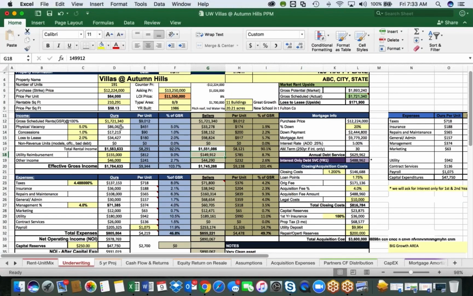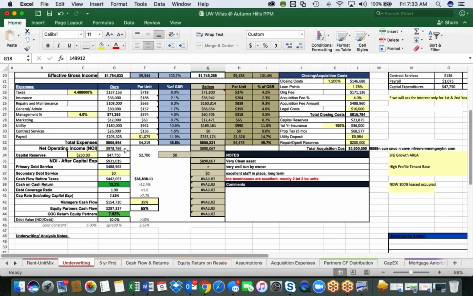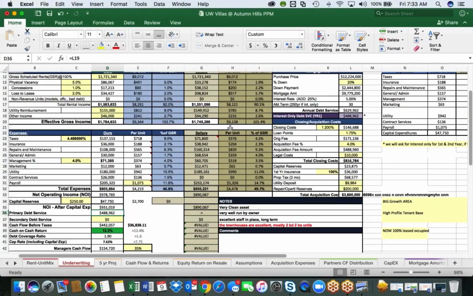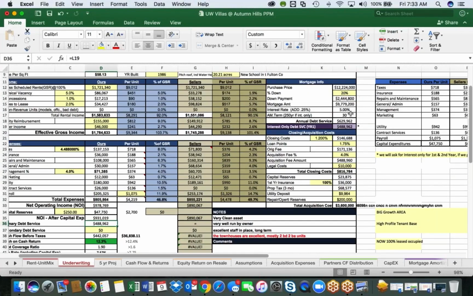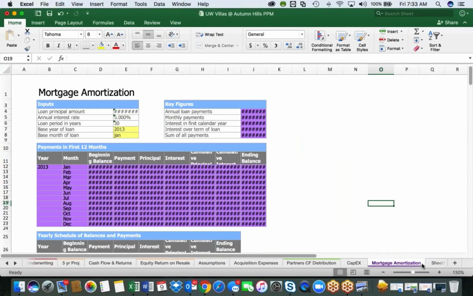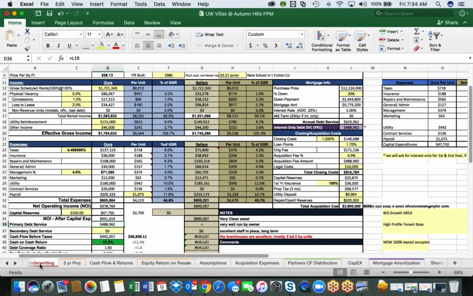You need the maximum exposure to these numbers, because all these numbers bring the NOI, the net operating income, and then they bring over here the primary debt, which is the interest only. My worksheet is designed with first year interest only. I just wanted to grab that over here. See, this is the mortgage, 20% down, 5%, and all this is coming from the mortgage amortization tables. So we have everything interconnected. You don't have to go to any other calculator. Everything populates.